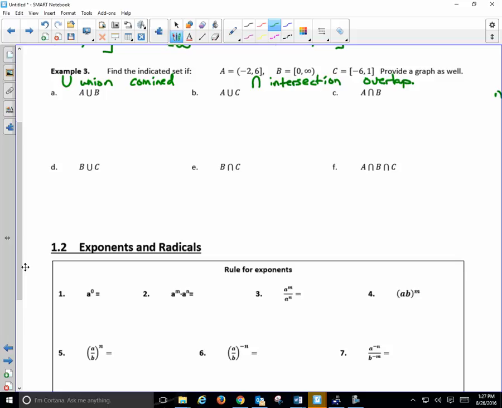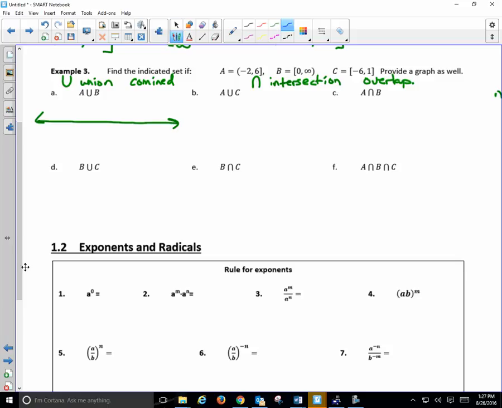So it tells us find the indicated set if A is from -2 to 6, B is from 0 to infinity, C is from -6 to 1, and provide a graph. So A union B, we're wondering what that means. I'm going to write it out as a graph first, and then we'll express it in interval notation.